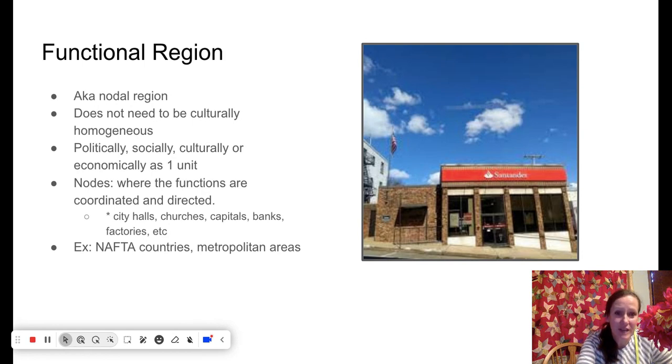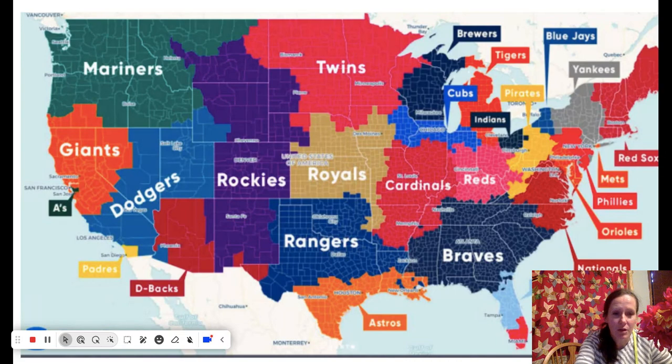So, some example is NAFTA, North American Free Trade Agreement, right? Those countries all have a common function when it comes to trade. It could be a metropolitan area like New York City, right? And they have a common financial hub where they have a common function.